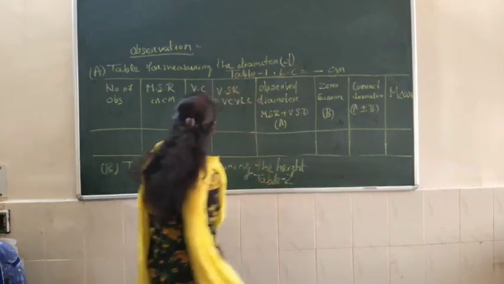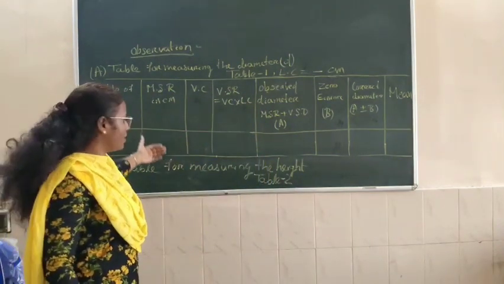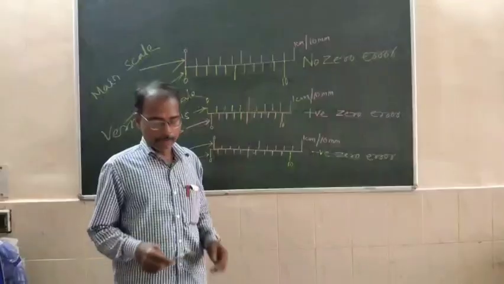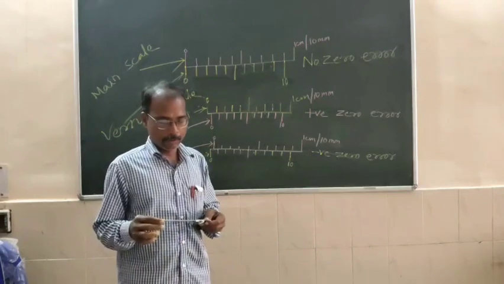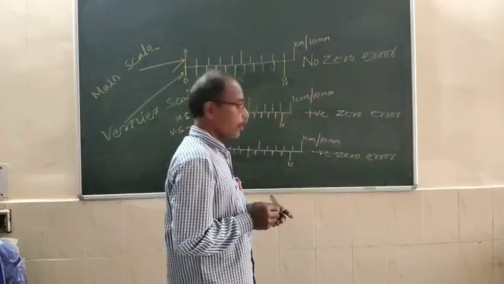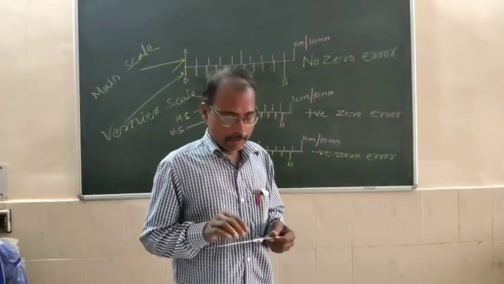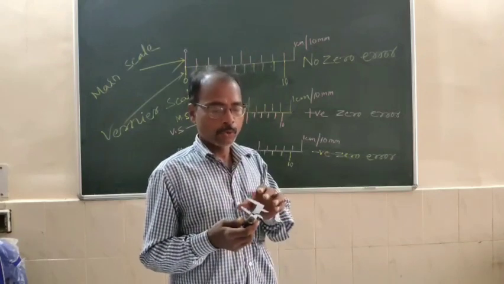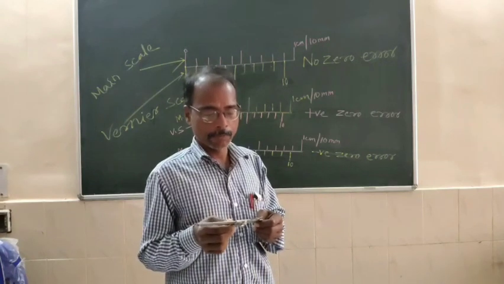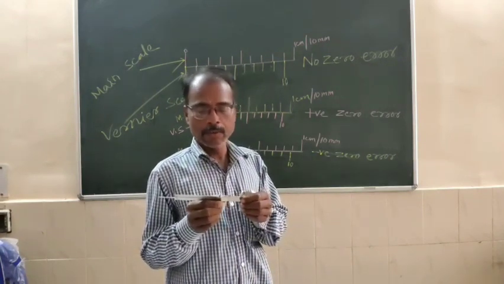In table 2 everything will be the same, but according to your observation the value will differ and you will get the required mean value. This instrument is known as slide caliper or vernier scale. Why is the instrument called or named slide caliper? This vernier scale or this instrument has two scales.